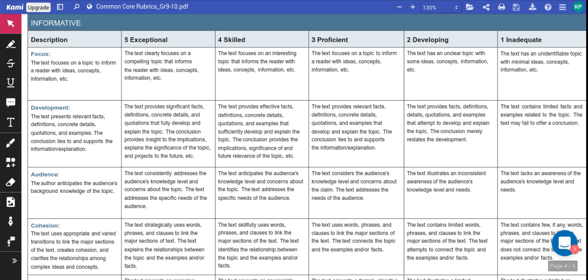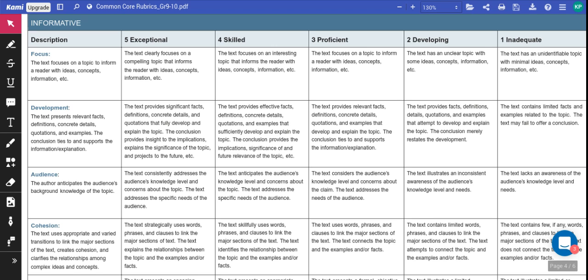Hello, this tutorial is on informative writing and the rubric that will be used to grade your work. As usual, we're going to really focus on what exceptional writing looks like according to the rubric, and then also what pieces would be missing for lower scores, and we're really going to be focusing on what a 1 score is for an adequate writing.